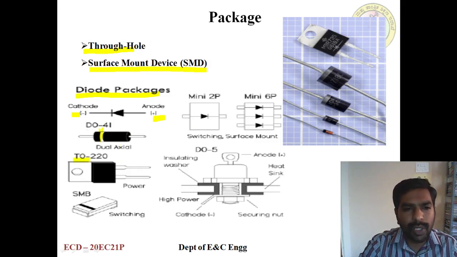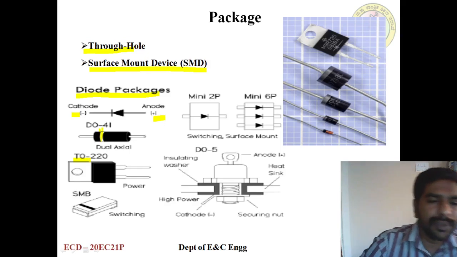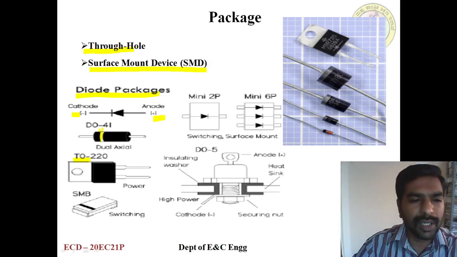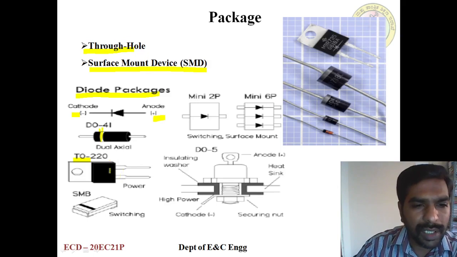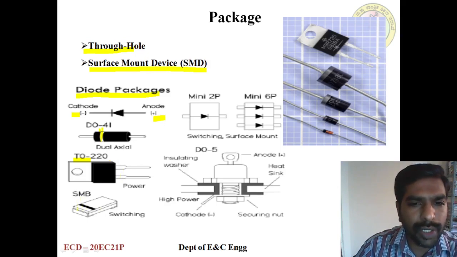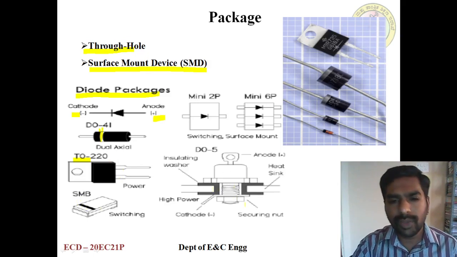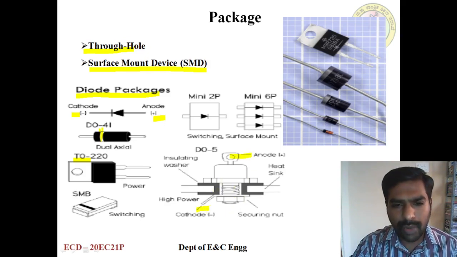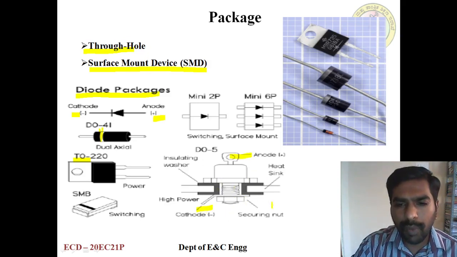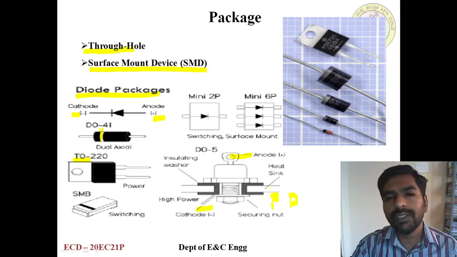And this is a TO. TO means it's a transistor package, that is called TO-220. This has a symbol here. And for the surface mount diode, there is one kind of diode also. This is the anode, and this is the cathode. And there is a heat sink. This is a power diode, we can say it's a large power diode.